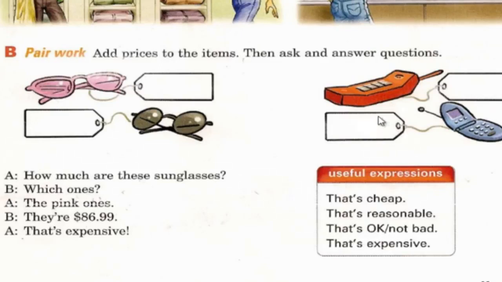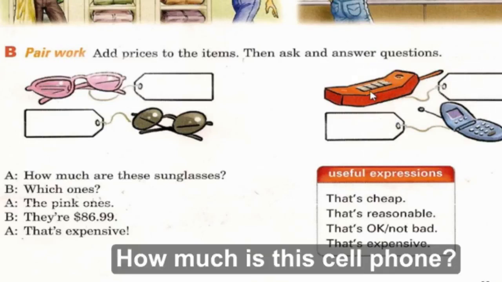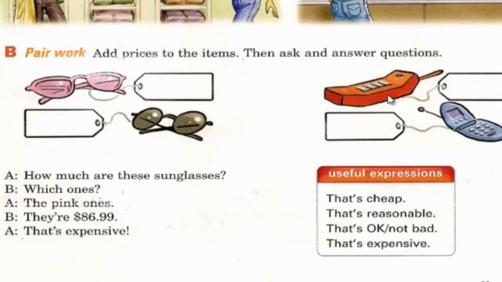Let's put the price for the mobile. How much is this mobile? How much is this cell phone? Which one? The red one. It's $50. That's reasonable. That's okay. The price is okay.